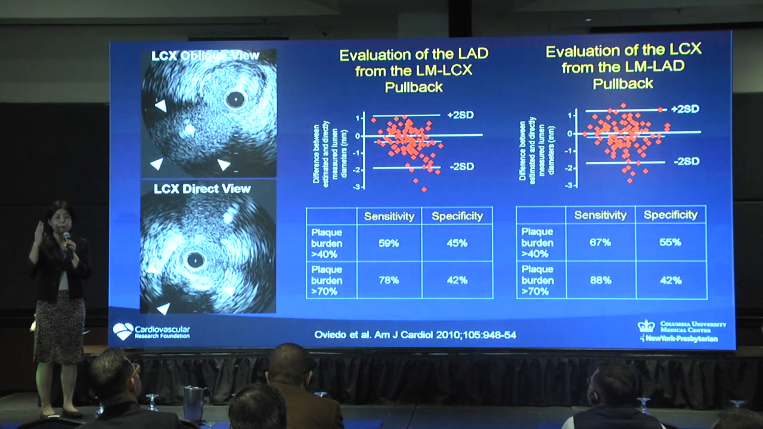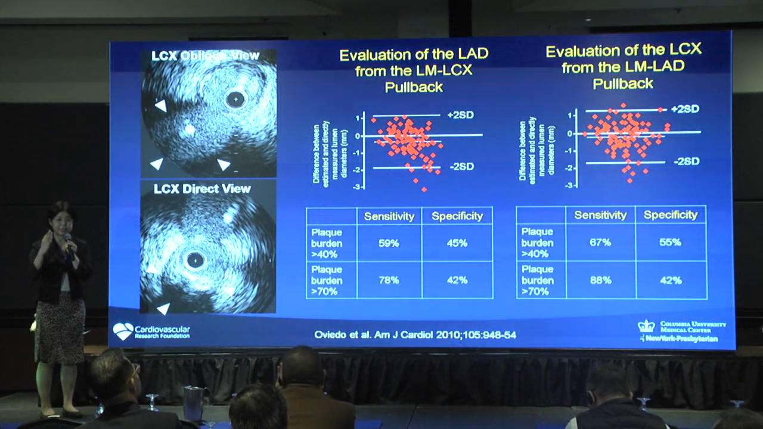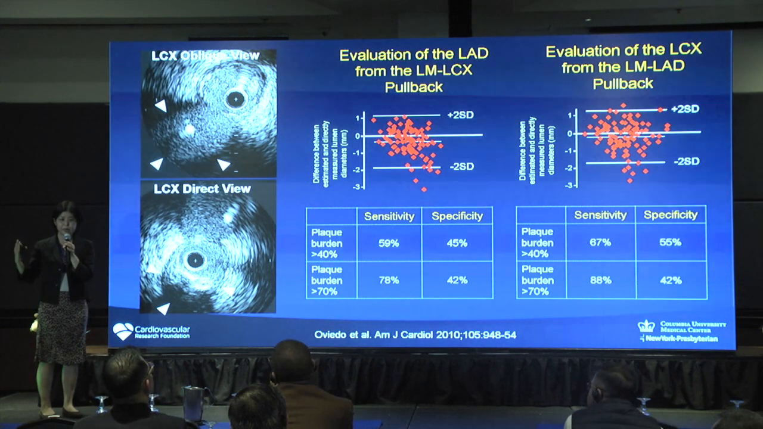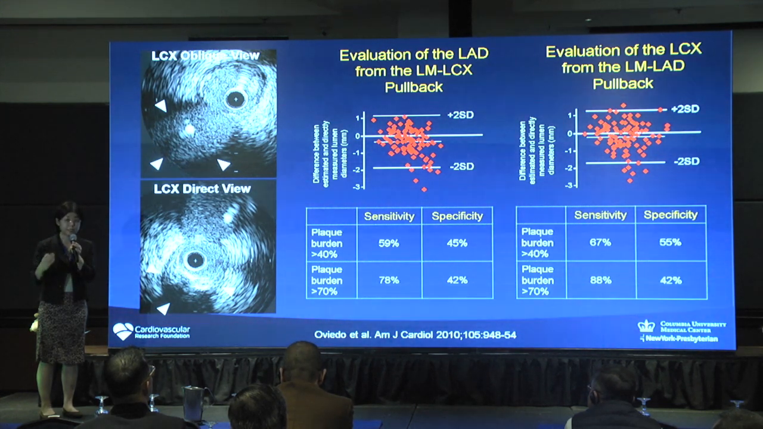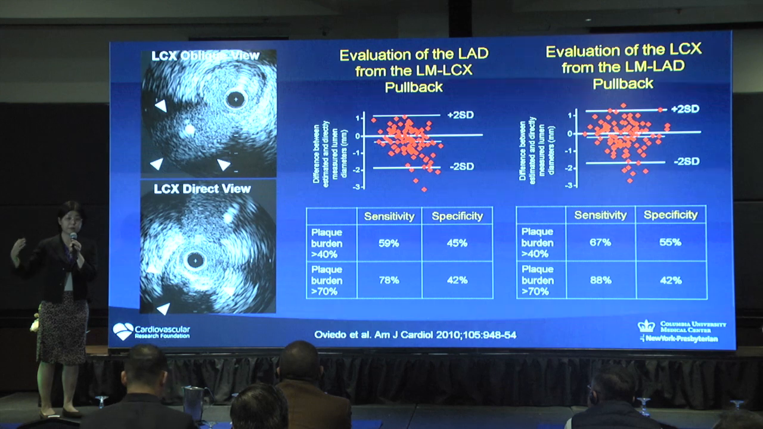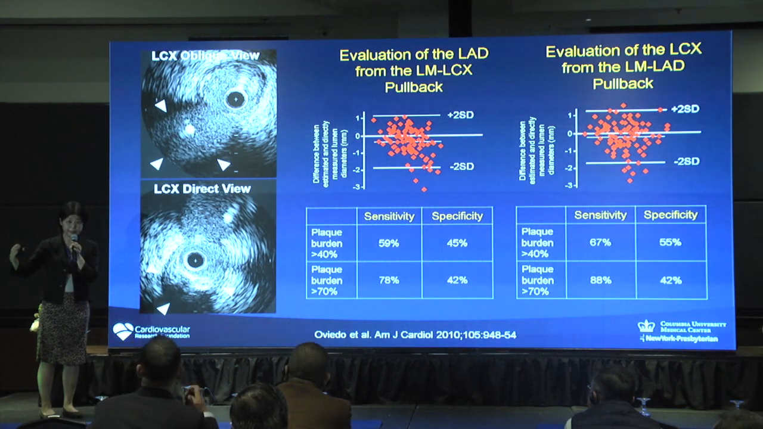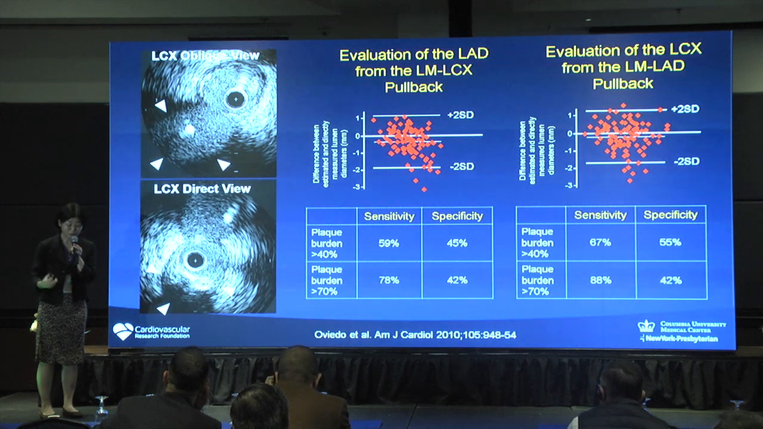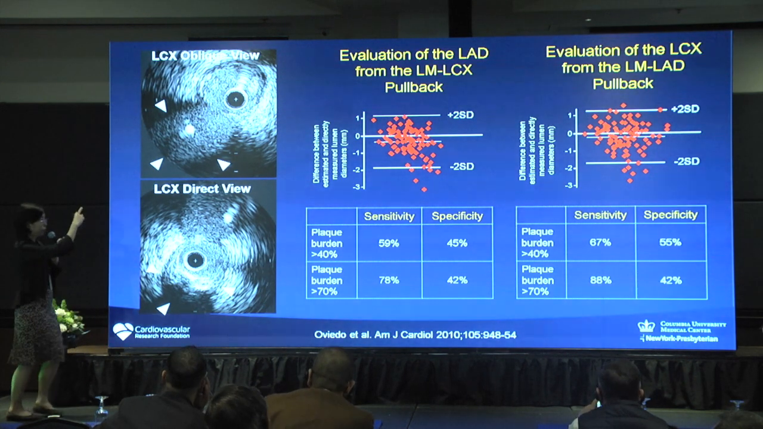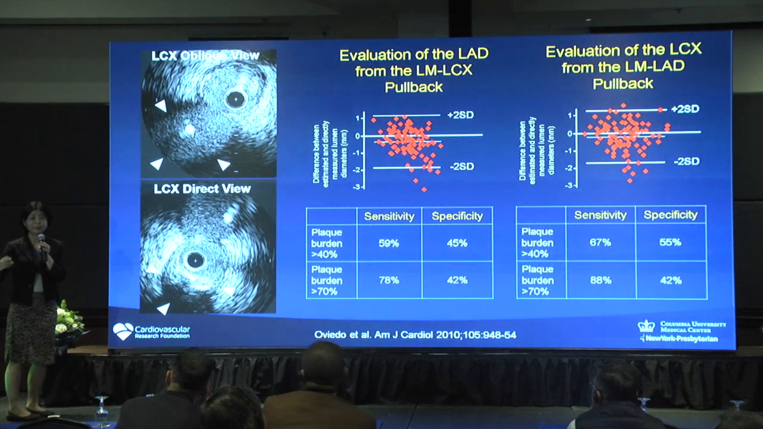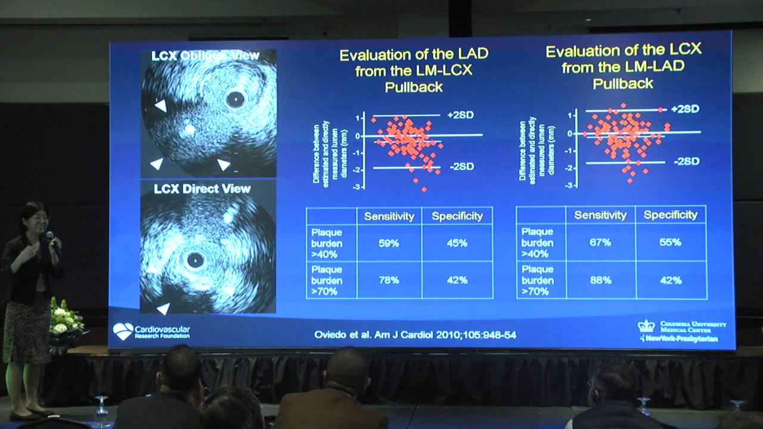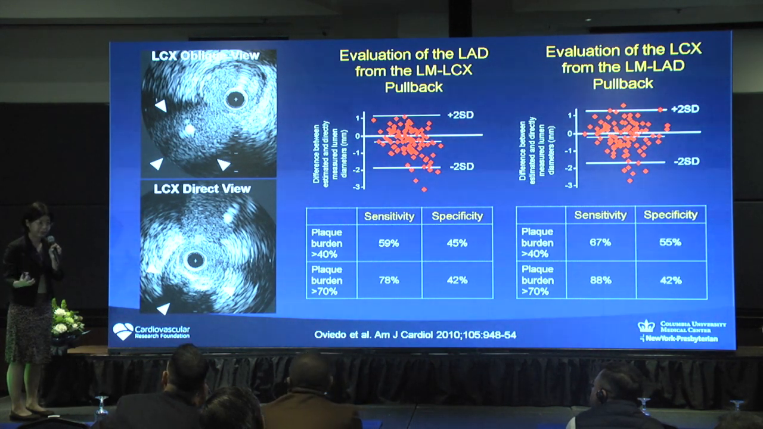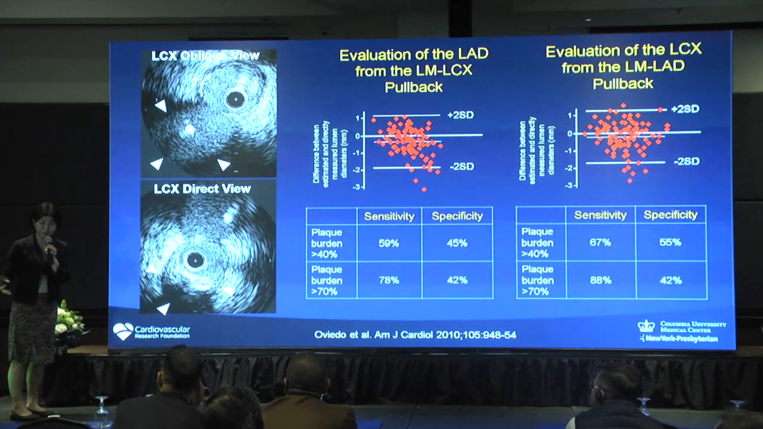The point was, when you see the disease in the side branch from the main vessel IVUS, that is most likely real. So the sensitivity to detect the disease from the main vessel imaging is actually relatively high. However, specificity is low. So if you don't see it, this does not mean no disease. Please remember, if you see the disease, most likely yes. But if you don't see the disease, this does not mean you have no disease in the circumflex.